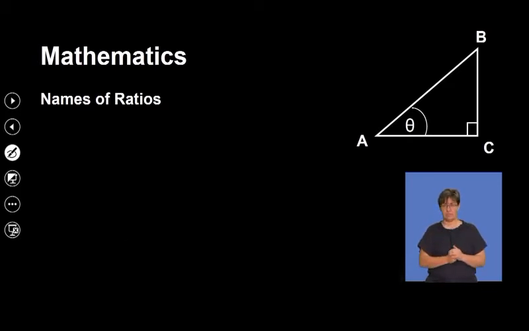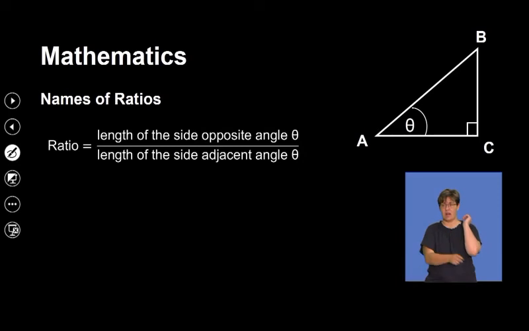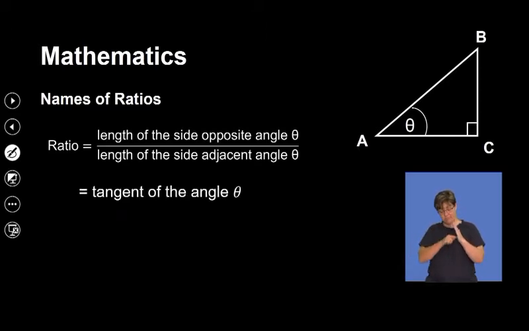Now, the last ratio is the length of the side opposite angle theta over the length of the side adjacent to angle theta, right? So this will be the tangent of the angle theta.